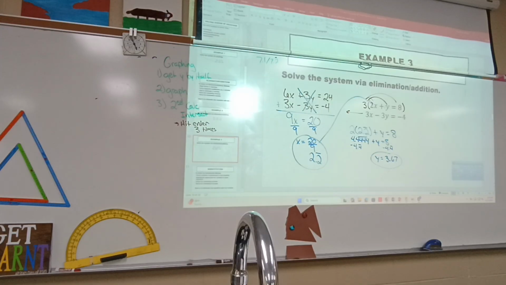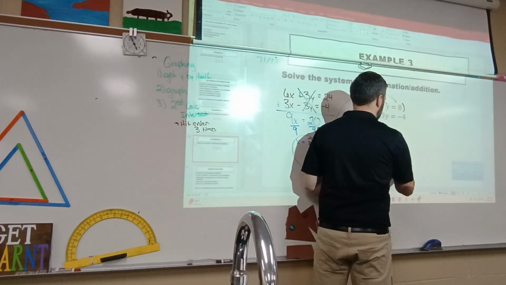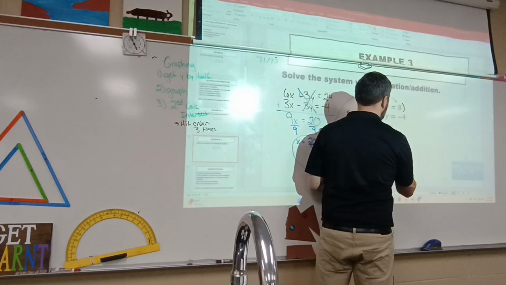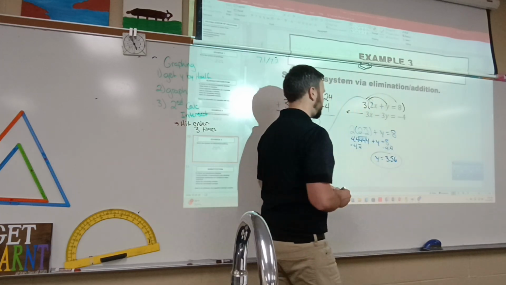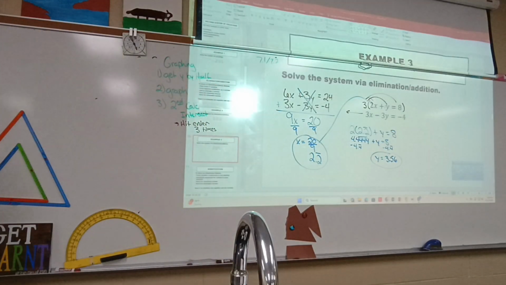Hey, let me show you guys how you can check yourself with graphing. Oh, is it 3.5 repeating? Thank you. Oh, because 4, 5 is 9. Math is tough. I'm sorry, it's 3.56. Yeah, you have to do 4.44444 because it was repeating.